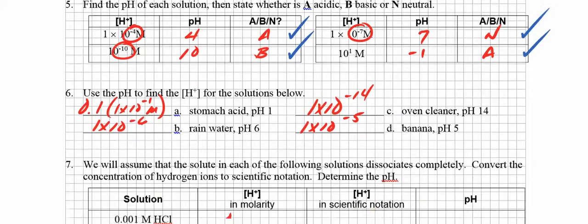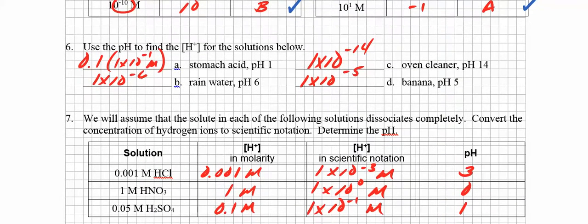Let's look at number 6. Number 6 says, use the pH to find the hydrogen ion concentration for the solutions below. So we're going to go the opposite way this time. If they give us the pH, for example, in A, they give us the pH of stomach acid as 1, then the hydrogen ion concentration is going to be 1 times 10 to the negative 1, or 0.1. So we're going to take the negative log. So if the pH is 1, we're going to write the hydrogen ion concentration of 1 times 10 to the minus 1.